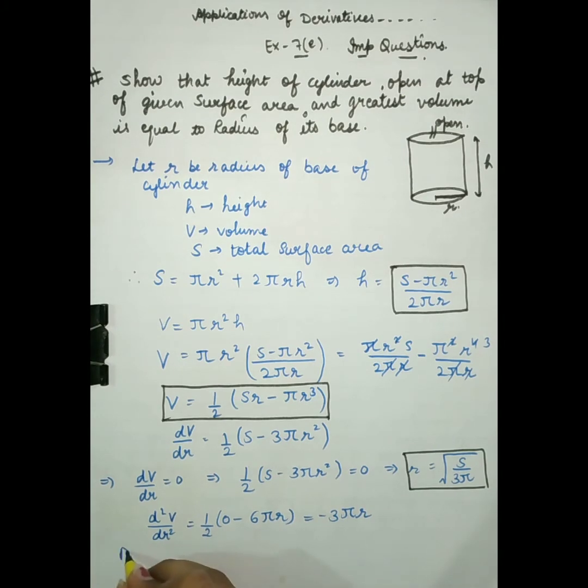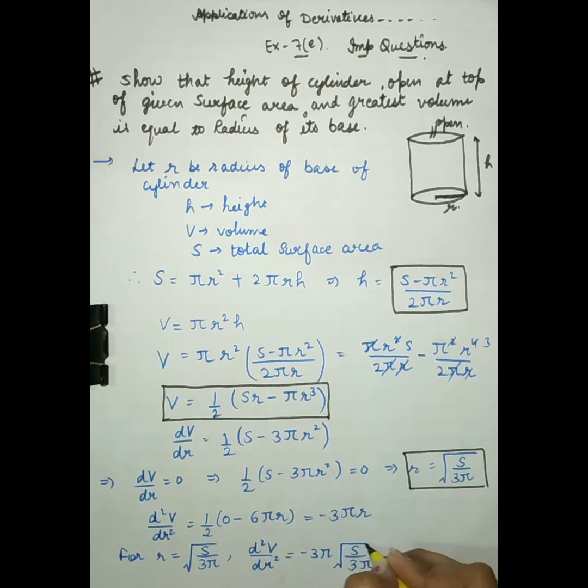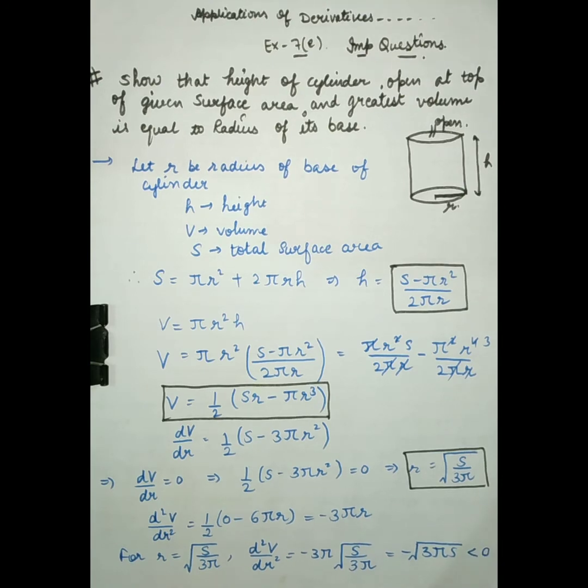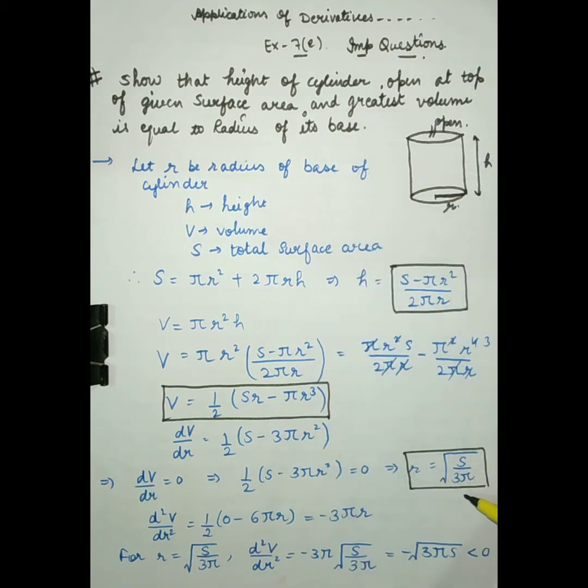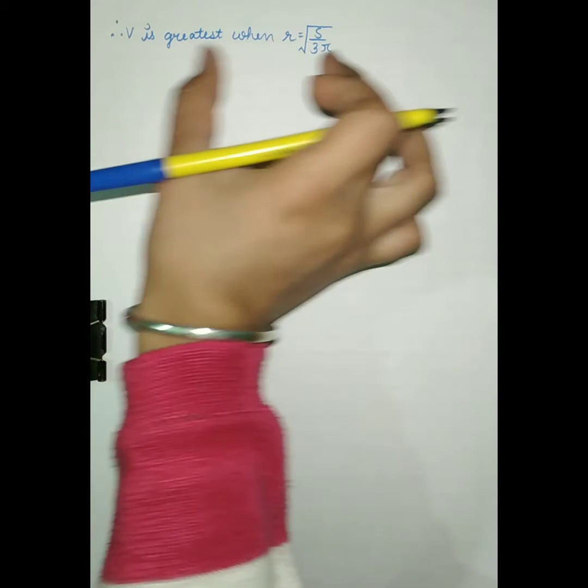Now for r equal to root of S upon 3 pi, d square V upon dr square will become minus 3 pi into root of S upon 3 pi. That means here we get a term minus root of 3 pi S, which is less than 0 because it is negative. So therefore the volume is greatest at r equal to root of S upon 3 pi.